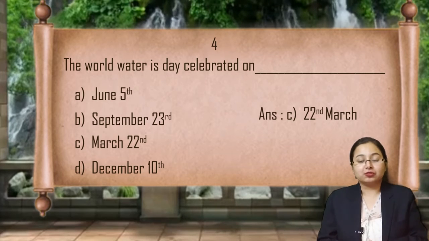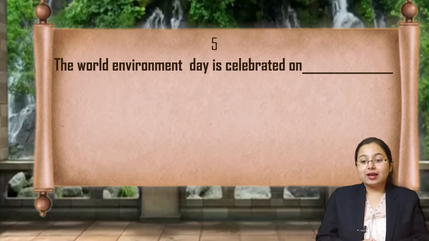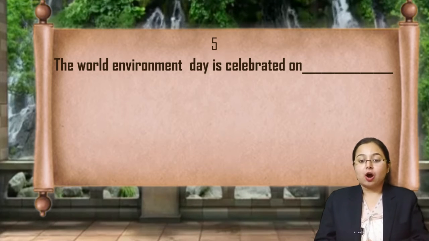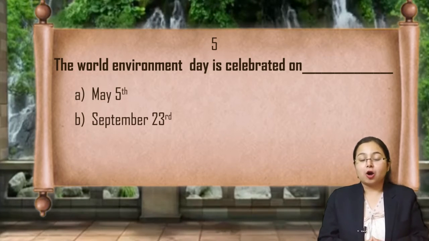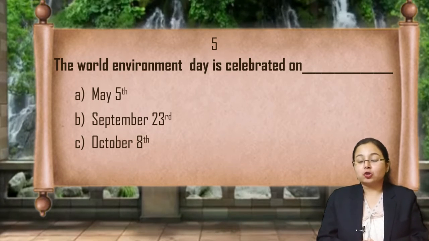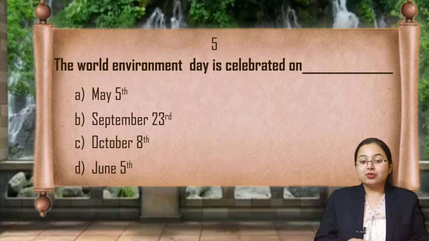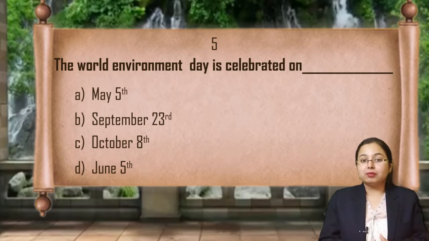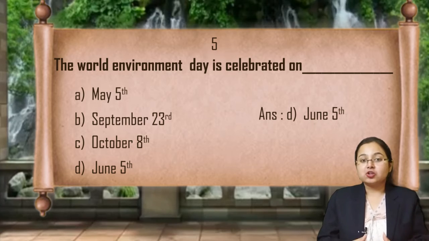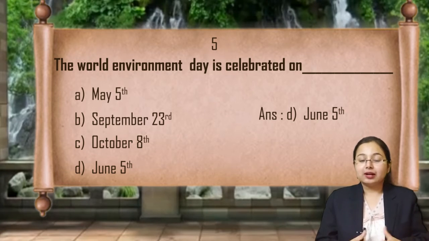Next, question number 5. The World Environment Day is celebrated on dash. Options are A, May 5th, option B, September 23rd, option C, October 8th, and option D, June 5th. So children, we celebrate World Environment Day on 5th June, that is option D.